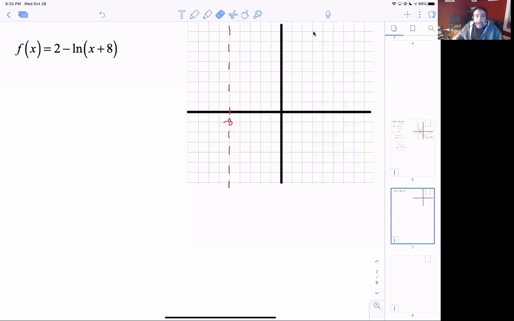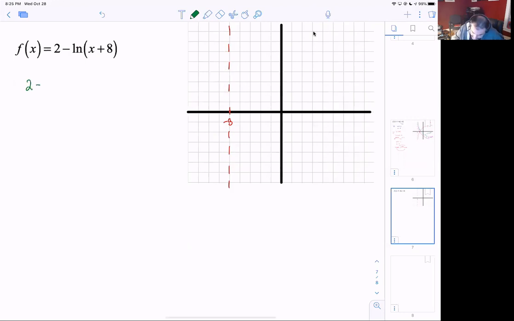Now, another way you could try to graph this without using transformations is you could try to do it directly. Doing it directly, nothing's going to change when you find that asymptote. You're still looking for where x plus 8 is equal to 0. That's still going to give you this asymptote of negative 8, so that's not going to change. But what is going to be a little different is when you find the x-intercept.